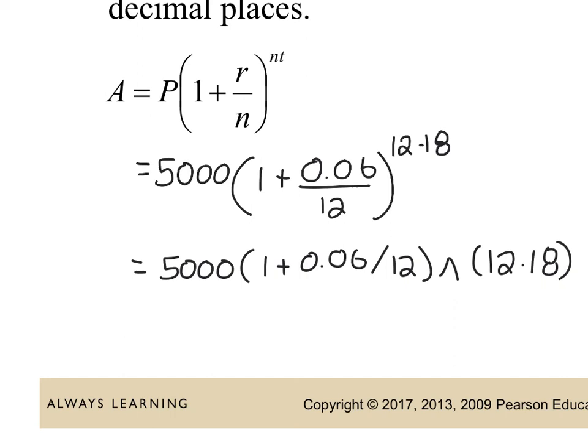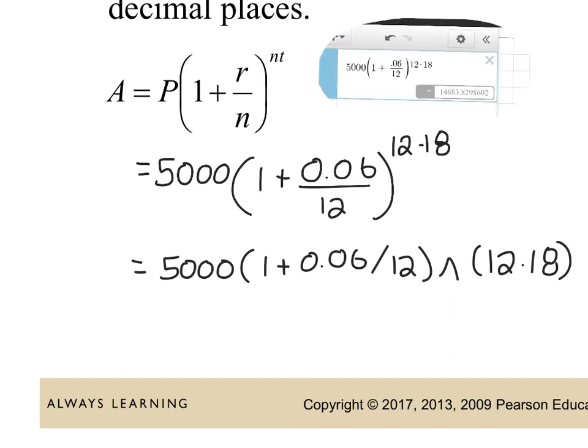I'm going to use Desmos just because that's what I have on my iPad to evaluate. And you can see up here the value I got from Desmos, rounded to the nearest cent, $14,683.83. So compound interest is pretty amazing. If you could get 6% annual interest, compounding monthly makes it even better. You would end up almost tripling your investment in 18 years.